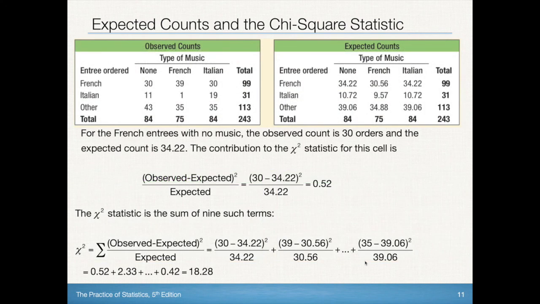And so to calculate the chi-squared now, we're going to take our observed value minus our expected, square that, and divide it by the expected. So I've shown you the case where no music is playing and a French entree was ordered to give you a chi-squared score of 0.52. We know that the complete chi-squared is the sum of all 9 entries, and so you can see that I've just shown you that it is a repetitive calculation to get you a chi-squared of 18.28.